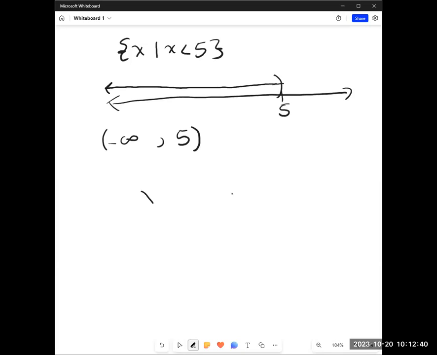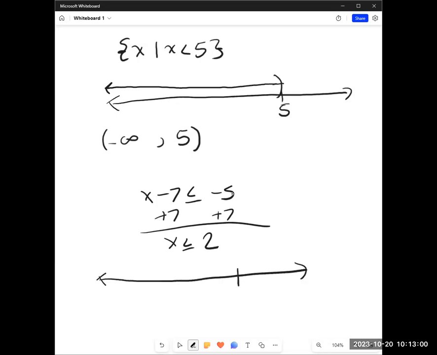Right. Our next problem is x minus 7 is less than or equal to negative 5. We're going to add 7 to both sides, which makes this x less than or equal to 2. So I don't need to put set builder notation before I go to the number line. Here's 2. I'm going to put a bracket there, and I'm going to shade to the left, like so.